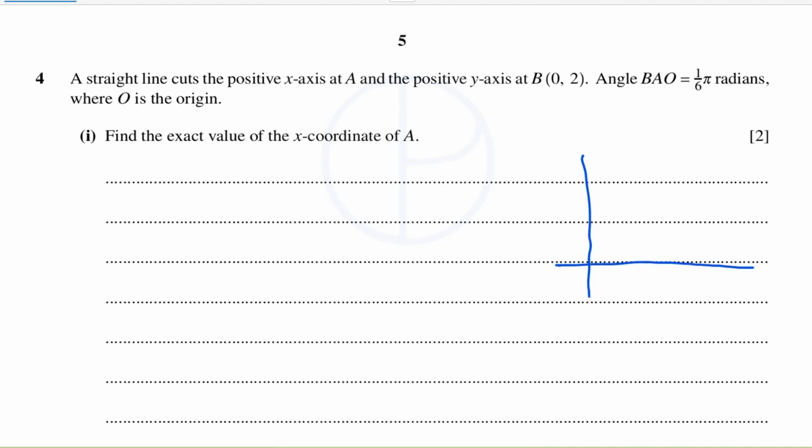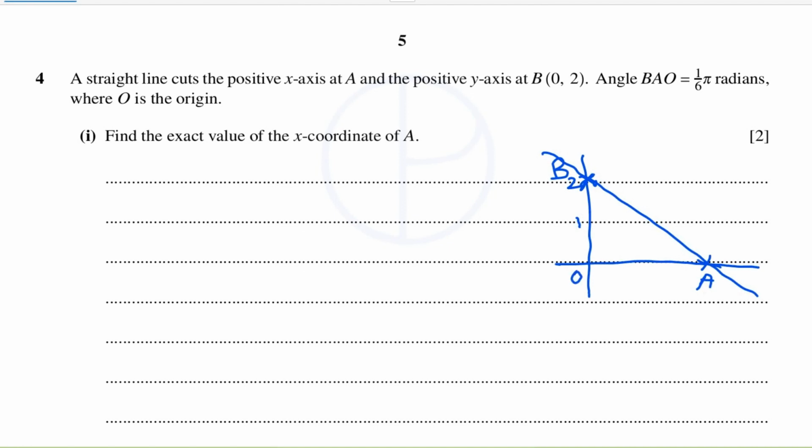Let's mark the points. So (0, 2) will be here, which is B. And the straight line cuts the positive x-axis and the positive y-axis. So if you draw a line like this, let's mark this as A because it cuts the positive x-axis. And this is O.